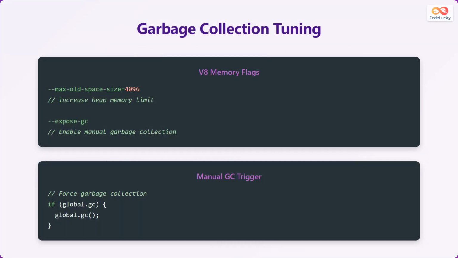You can tune the garbage collection process in V8 using several flags. The max-old-space-size flag allows you to increase the heap memory limit, which can be useful for applications that require a large amount of memory. The expose-gc flag enables manual garbage collection, allowing you to force garbage collection at specific points in your code. You can manually trigger garbage collection by checking if global.gc exists and then calling it.